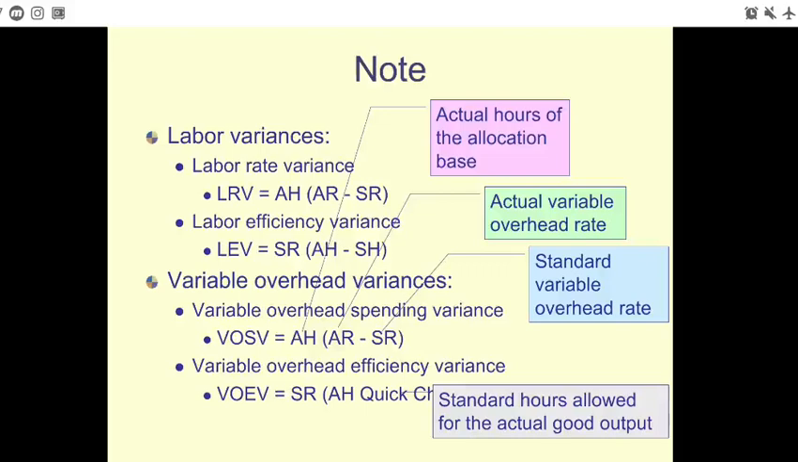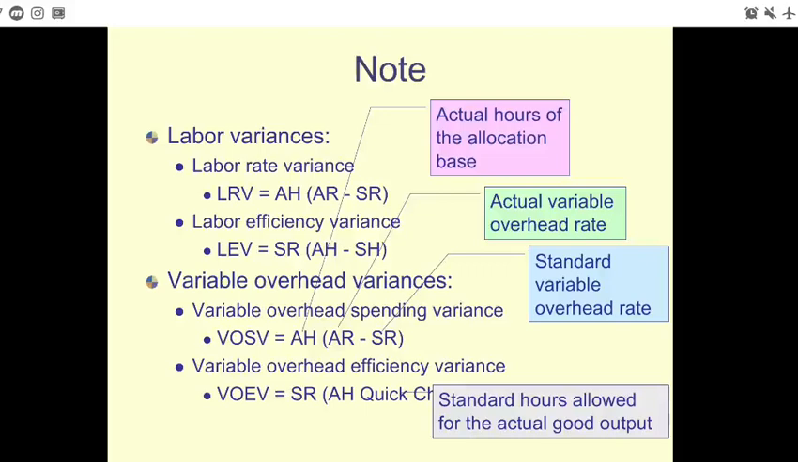So when you see the actual labor hour here, that number is also used in the calculation of labor rate variance. So that's why there is a relationship between these two variances if you use the labor hour as the allocation base. But if the business uses machine hours as the allocation base, then maybe these two variances are not related. That is the calculation for variable overhead spending variance.